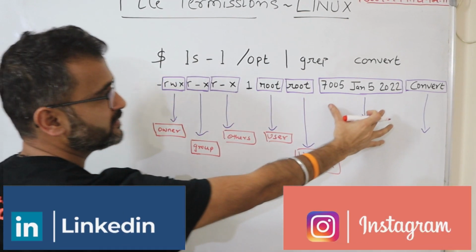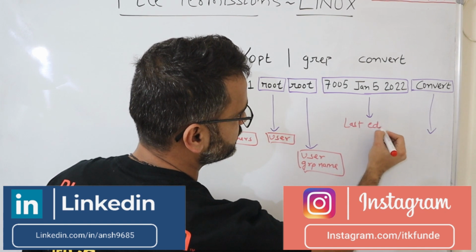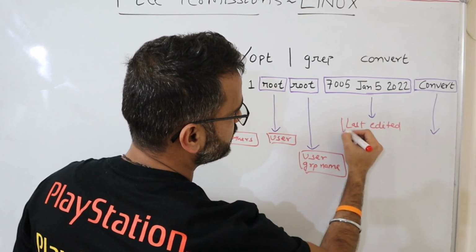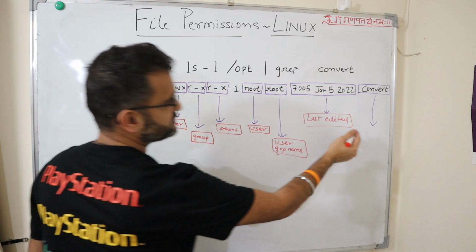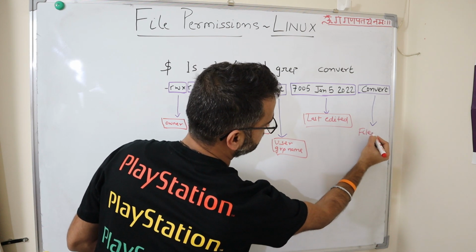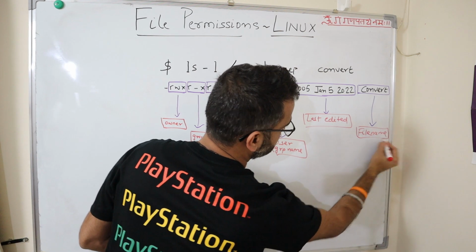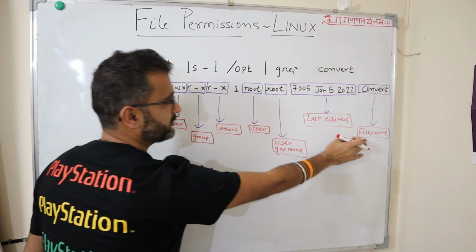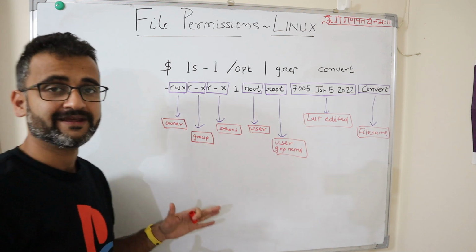And then this denotes the last edit, when the file was last edited. So you can see the date and the timestamp here. And lastly, this particular thing is our file name. So in this way, this whole output comes out in Linux.